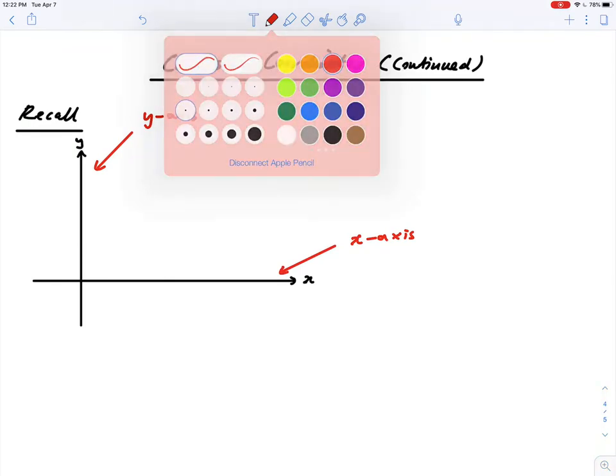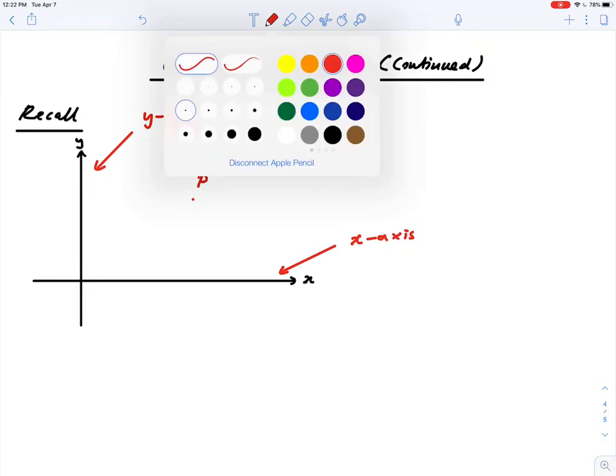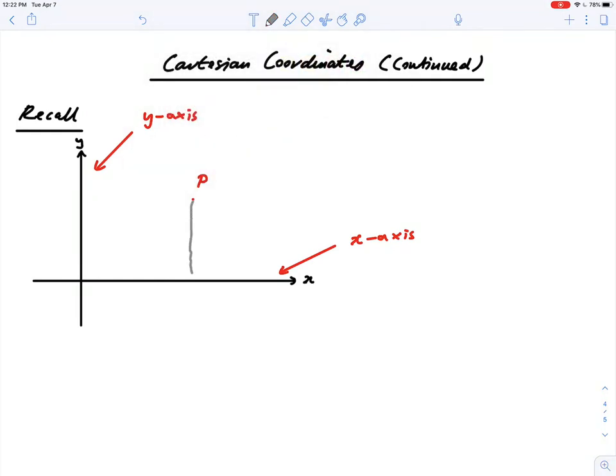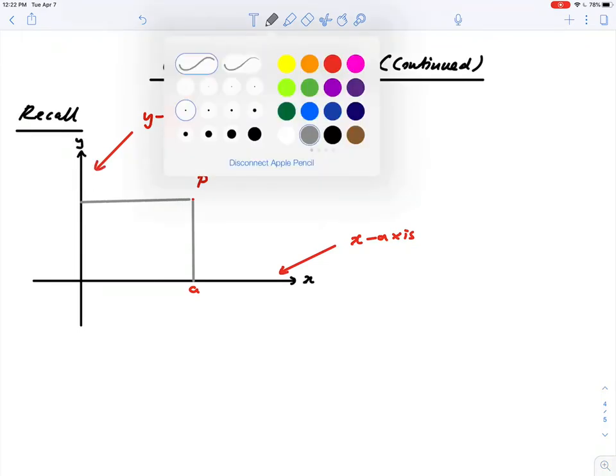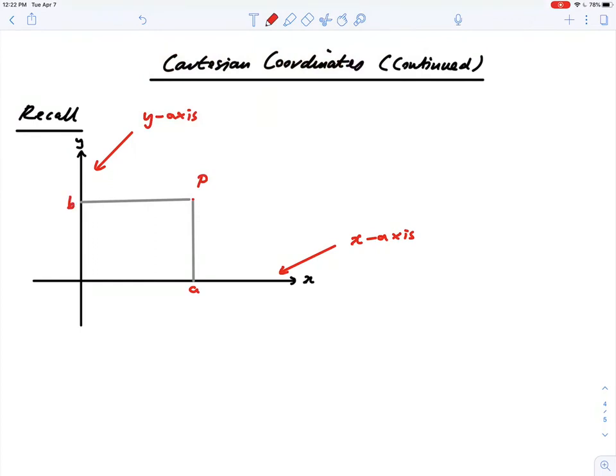So the basic idea is pretty simple. If I give you a point, P, well, I can drop a vertical line down from P, and it's going to give me a position on the x-axis, right? It'll give me a number, A. But similarly, I can drop a horizontal line over to the y-axis, and that's going to give me a number, B. Okay, so if I know A and B, I know the position P completely, right? So we say that this is equal to A comma B in Cartesian coordinates.